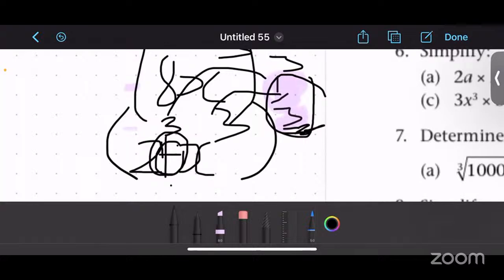Yes, ma'am. Correct. So the exponent outside can only multiply the exponents inside the brackets if there is no plus or minus between. Once there's a plus or a minus in between, we're not going to do that. We're just going to find another way of doing it, right? Like this one is 1/3. Let me try to wipe this.